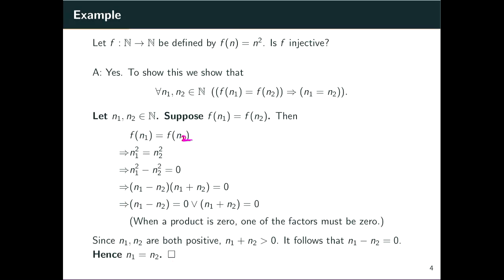And this means that f is injective, because we've proven that for any two elements in the natural numbers, if they map to the same place, they must be equal.